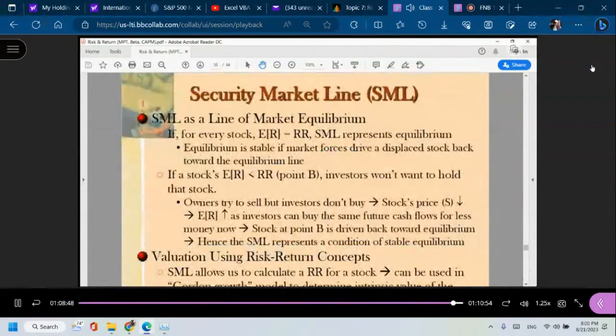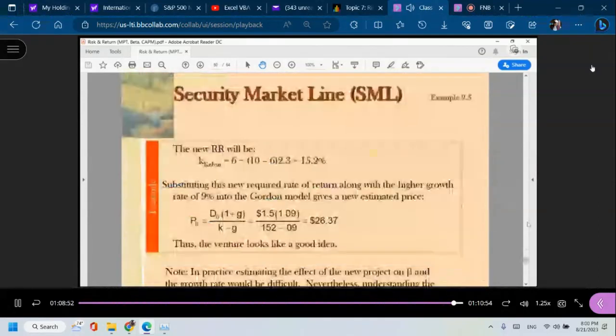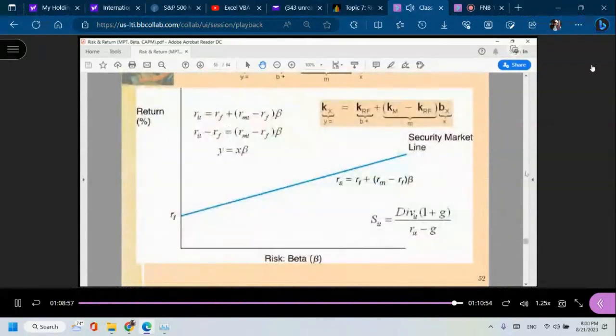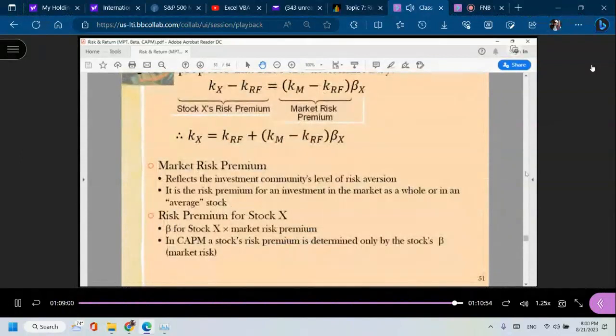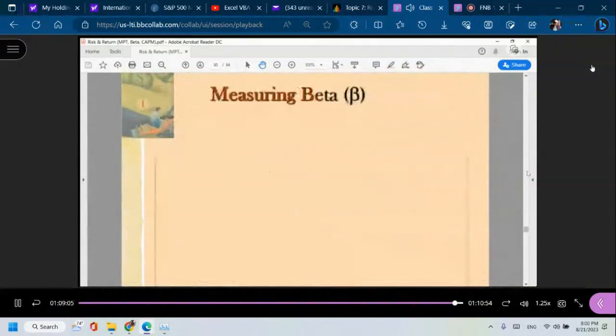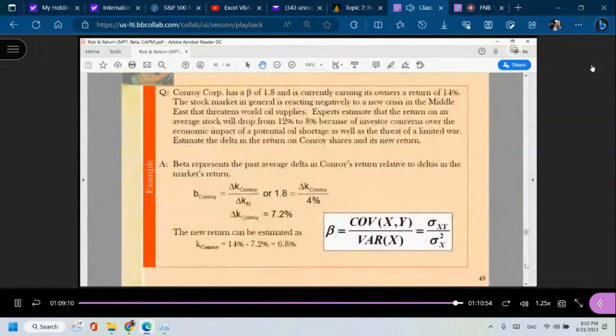That's it. There's a lot more to talk about with the security market line, because you will see there is a capital asset allocation line, a capital allocation line, a capital market line, a security market line. There are similar graphs you will see along the way, but we don't have time. We're out of time. We're actually like 10 minutes past, so it's been like 70 minutes.